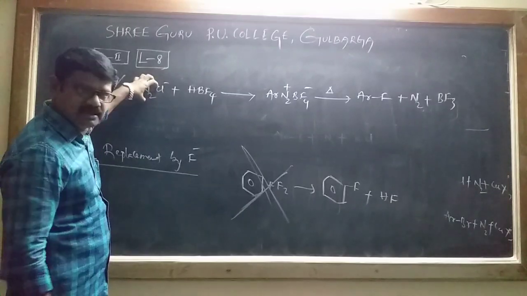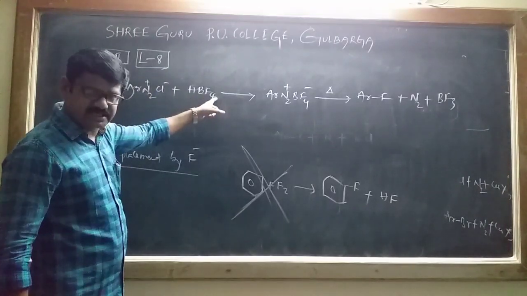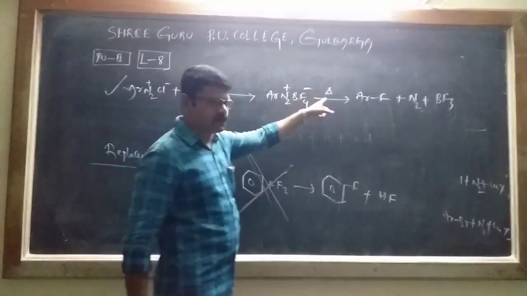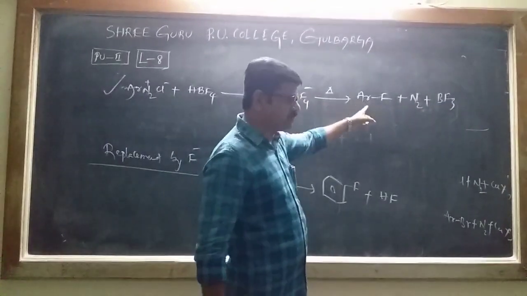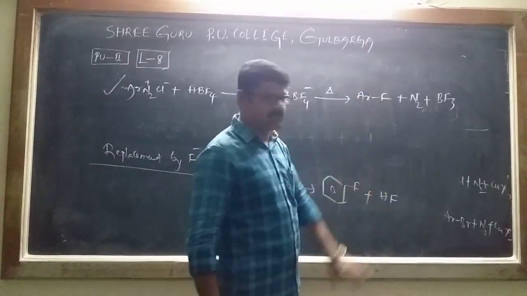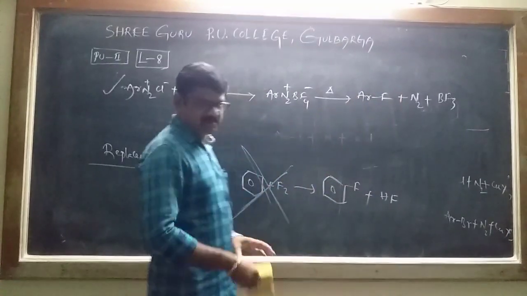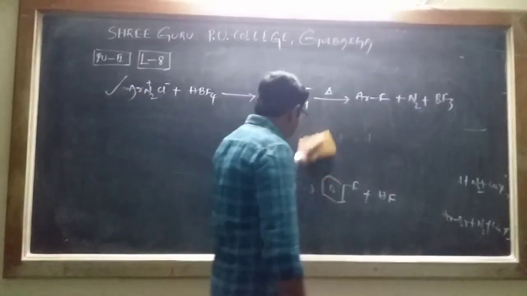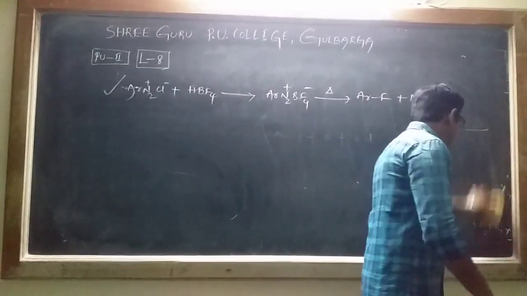When diazonium chloride reacts with fluoroboric acid, you will get benzene diazonium fluoroborate, and when that fluoroborate is heated, you will get fluorobenzene. Along with that, byproducts are obtained. Right. Next, we discuss some more displacement reactions.